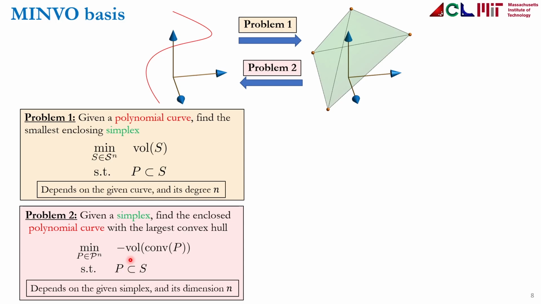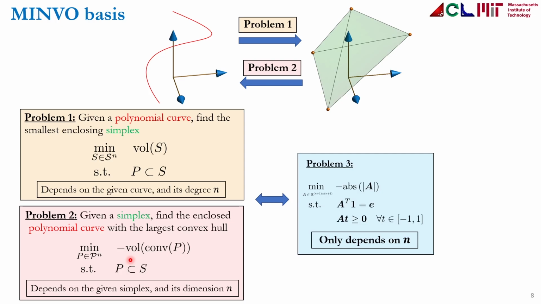So it turns out that both problem 1 and 2 can be solved if we are able to solve problem 3. The interesting thing is that problem 3 depends only on n. In other words, if we are able to solve problem 3 for a specific n, let's say n equals 3, then we have the solution for problem 1 for all the curves whose degree is 3, and then we also have the solution for problem 2 for all the simplexes whose dimension is 3.